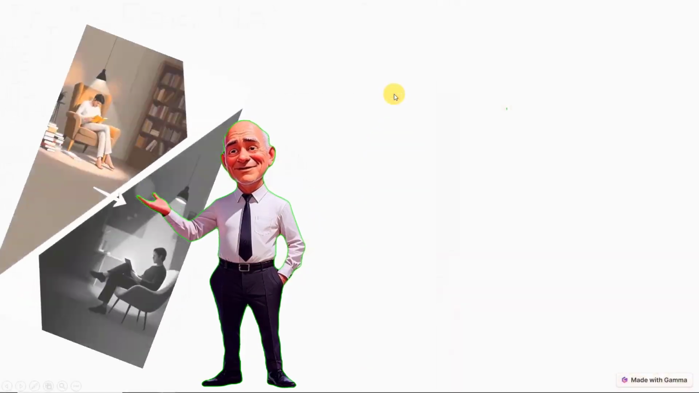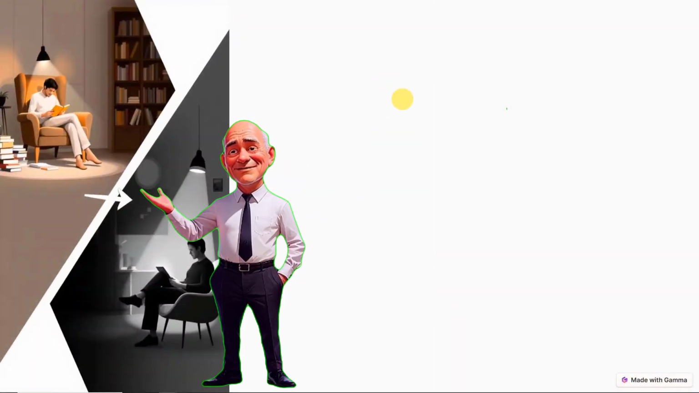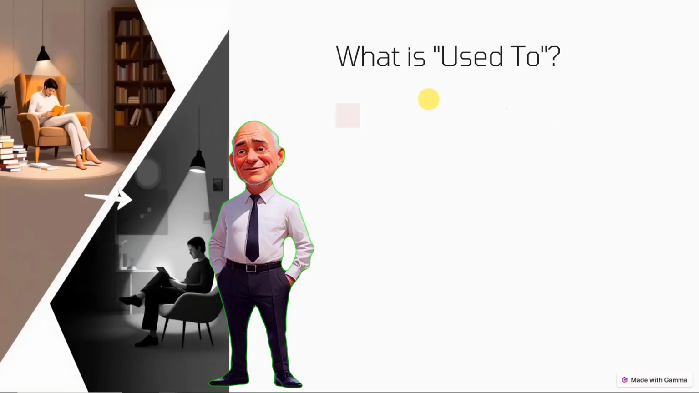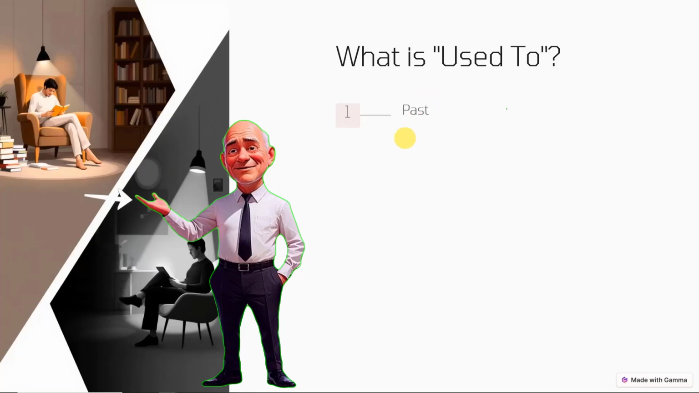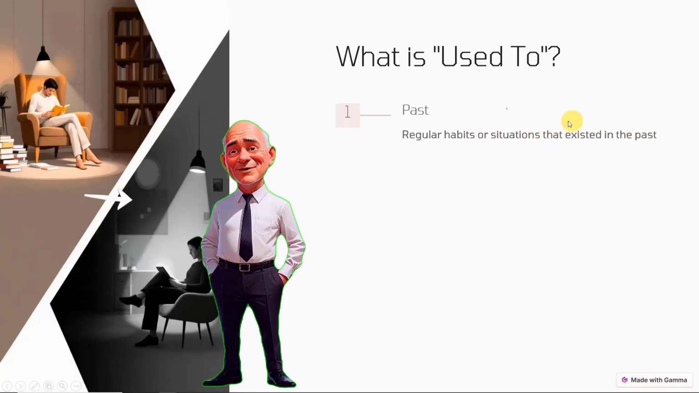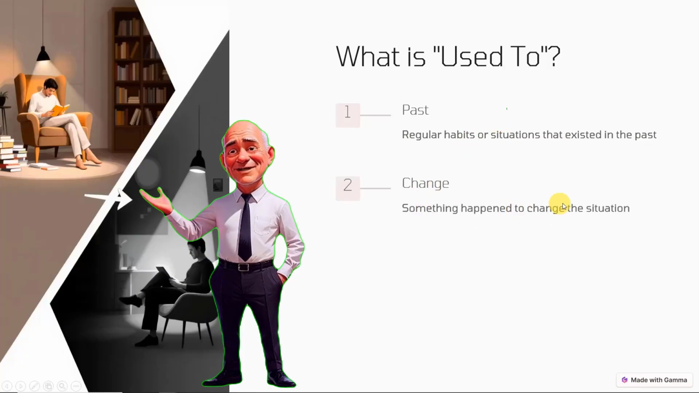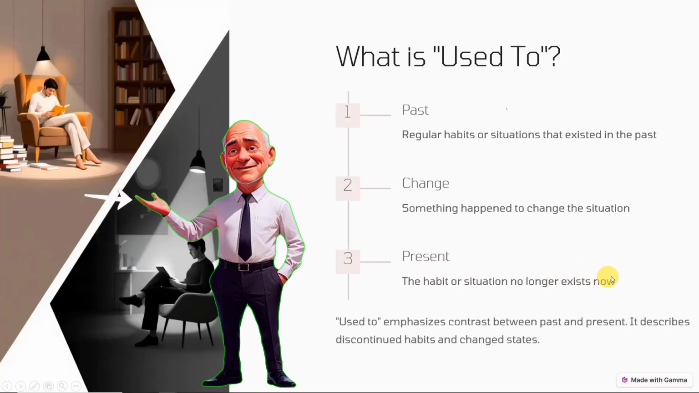Great, let's have a look what is first up. Oh, this is a very interesting photo. What is used to? Let's look into it. Firstly, it is talking about the past. Regular habits or situations that existed in the past. Secondly, we've got change. Something happened to change the situation. Because you used to do it, you're not doing it anymore. Right? Present. The habit or situation no longer exists now.